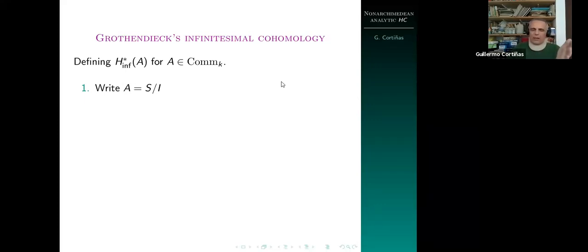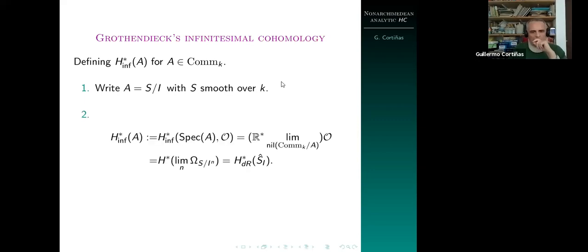You first write A as a quotient of a smooth algebra. So say your algebras are of finite type. Then you may write A, because it is of finite type, as a quotient of a polynomial ring S, which is smooth. So that's your representation. What do you do? Well, here I put a long series of identities. Let me start by the last one.